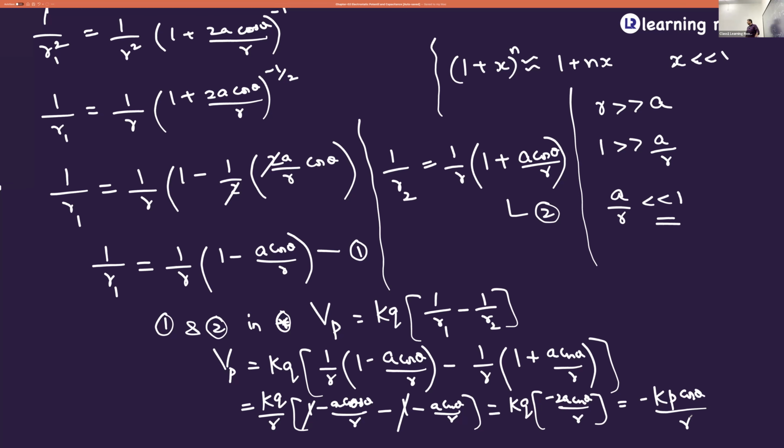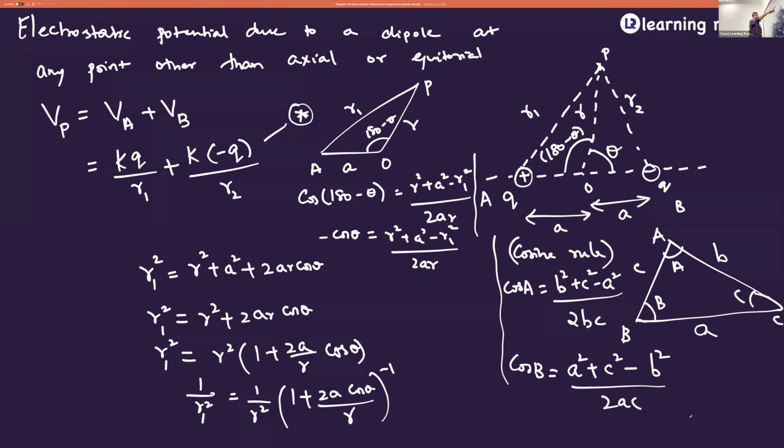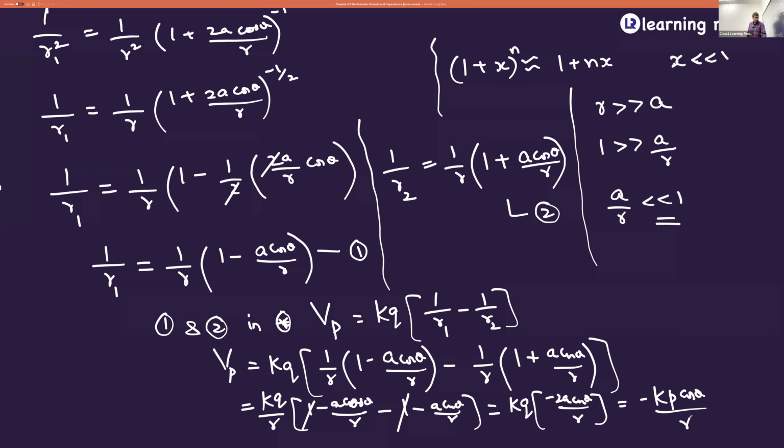Here also you are getting a minus sign because if you look at the diagram, I've taken this point closer to the negative charge. Had you taken it on the other side, you would have got the positive value. So KQ, here you have an R. This R and R will get multiplied. So you will get minus KP cos theta divided by R square.